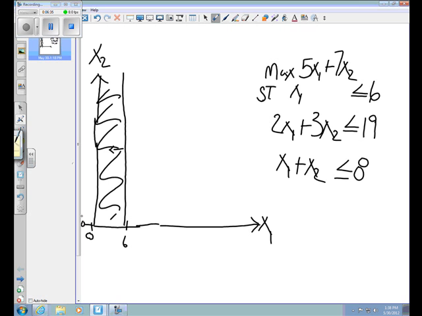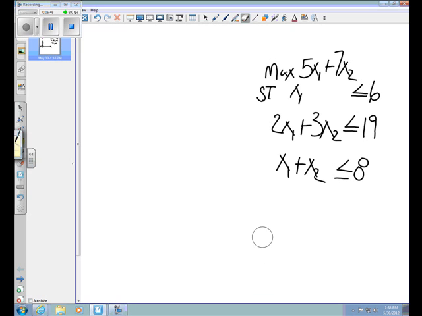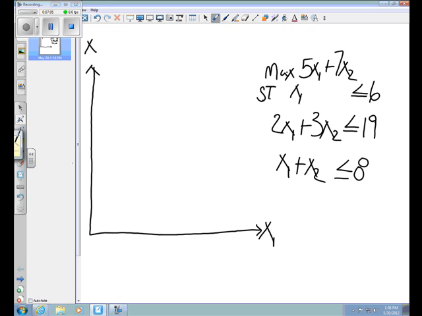I'm going to redraw these axes because they're a little bit sloppy at this point, and I want them a little bit neater as we wrap things up here. Okay, so let's draw another vertical axis, another horizontal axis. X1 will be the horizontal axis. X2 will be the vertical axis there.